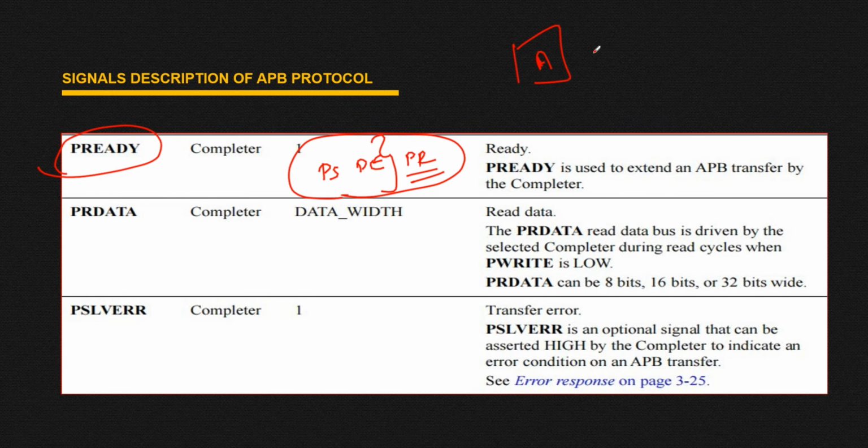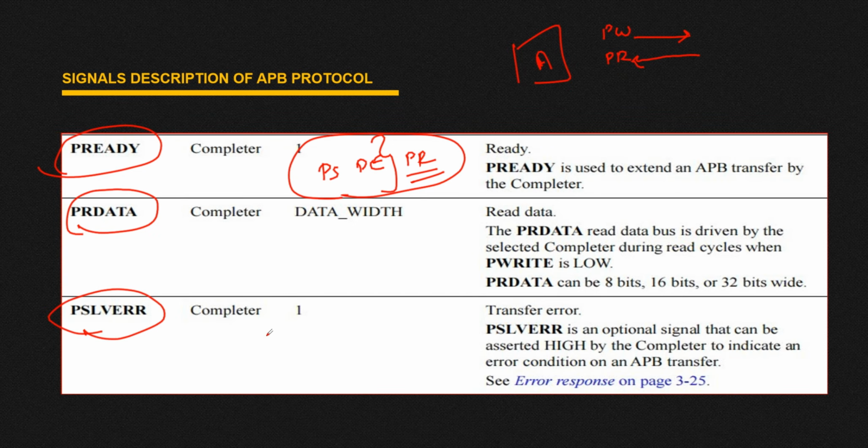Then we have PRDATA. Now see, PRDATA is nothing but your data bus. So in the APB protocol, we have a dedicated data bus for your write operation and read operation. If we want to write something to your slave, we use this PWDATA bus, and if we want to read some data from your slave, we use this PRDATA bus.